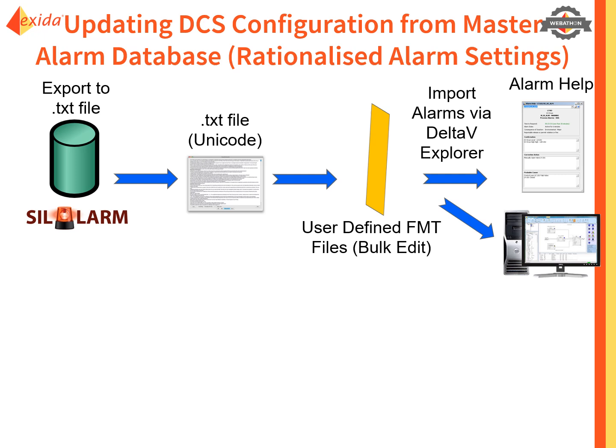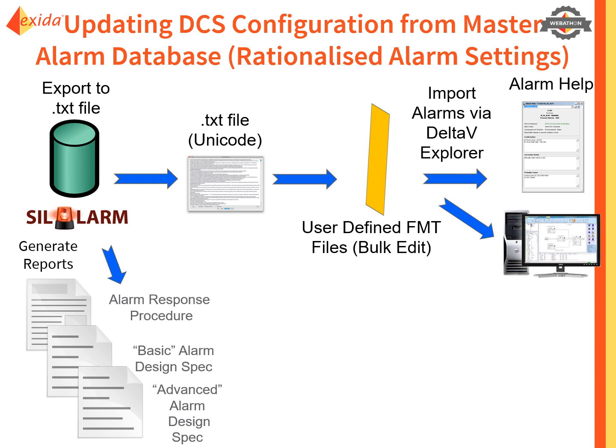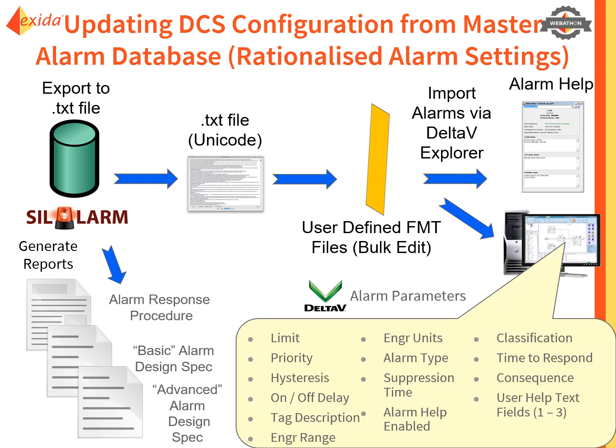Now, having used SIL alarm to record the results of the rationalization exercise, we can use that information to make the necessary changes in the control system. When the changes are to be made to the alarm server level of the system, such as changes to the alarm priority, alarm limits, changes to the engineering units and the range, suppression timeout, and the alarm help guidance for the operators, we can import those changes directly from SIL alarm outputs in the form of text files or .csv files.